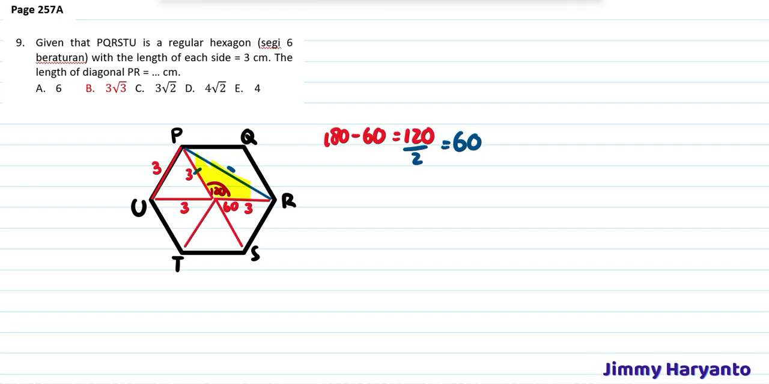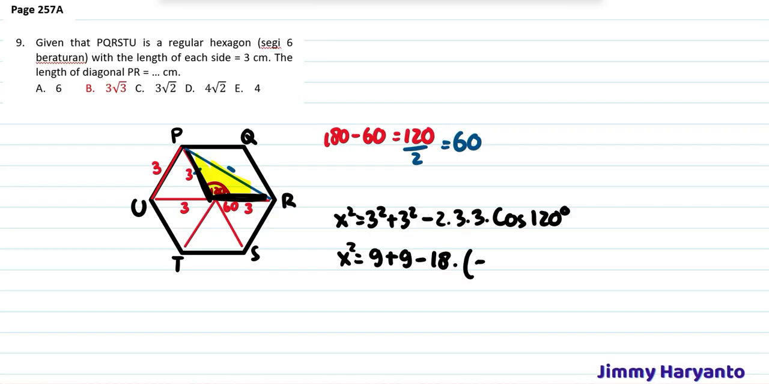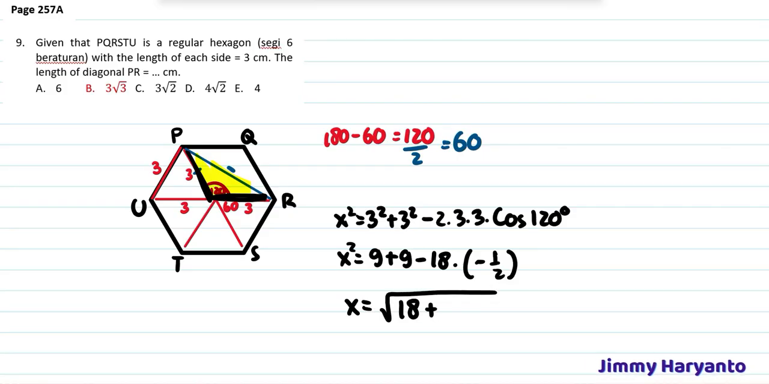Let's use cos rule because we only have one angle. That means x square equals 3 square plus 3 square, this times this, and this one, minus 2 times 3 times 3 times cos 120. Okay, let's calculate this. 9 plus 9 minus 18 times negative half. So x equals square root of 18 plus 9, square root of 27, x equals 3 square root of 3.